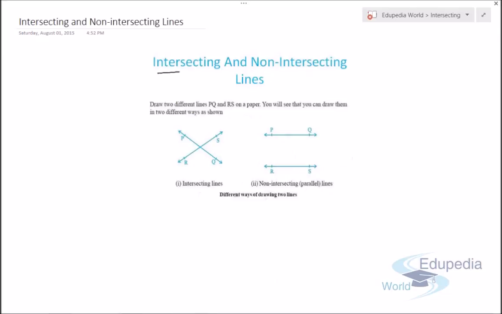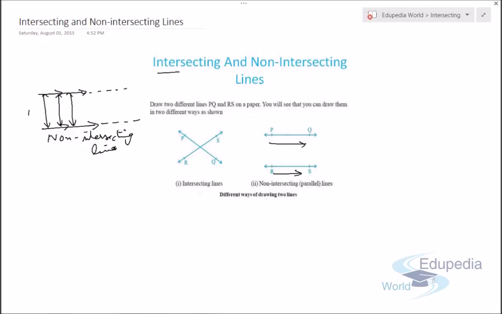Intersecting and non-intersecting. If we draw two lines like this line and this line, you can clearly see these two lines are parallel, so the distance between them is always constant. If we extend these lines further to any point, they will never meet, so these are non-intersecting lines. In the diagram, PQ and RS are non-intersecting parallel lines. Lines which never intersect are always parallel lines.